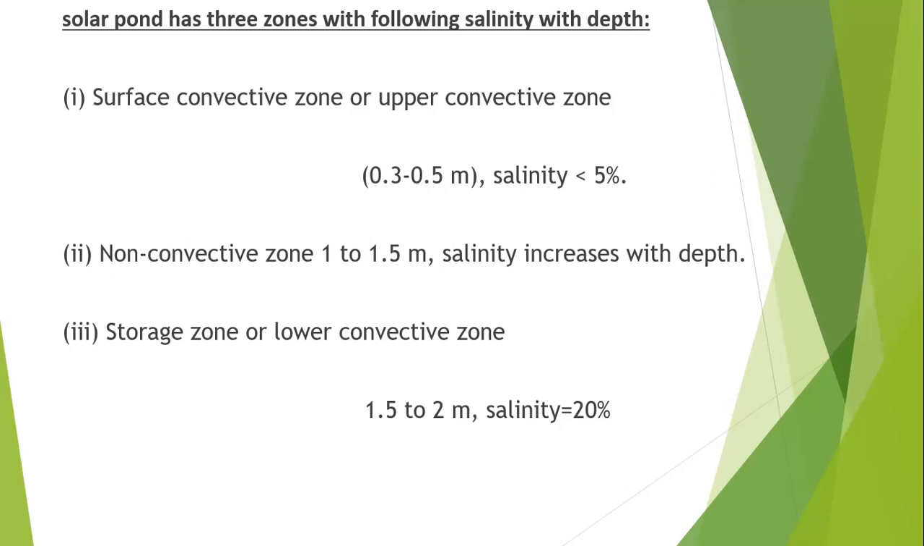The depth is 1.5 to 2 meters. If you observe the three zones here, up to the lower convective zone we have only 2 meters. So we can build a solar pond with 2 meters depth. Maximum we can go up to 2 meters depth only. Here the salinity percentage will be approximately 20%.